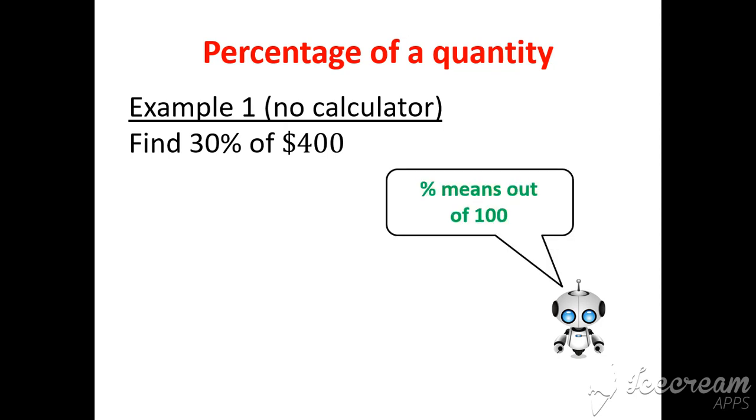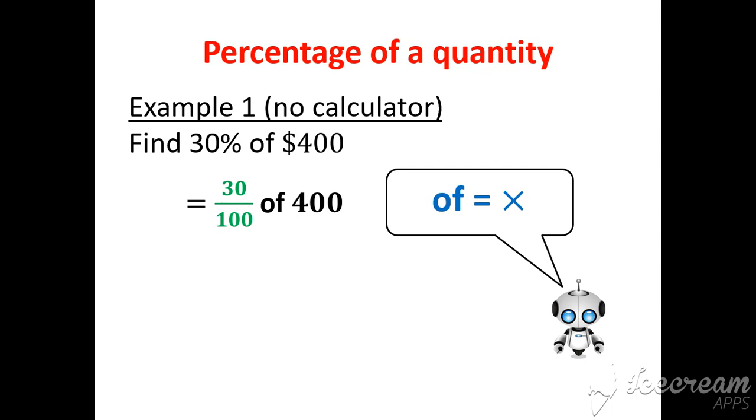Well, percent means out of 100. So we're finding 30 out of 100 of 400. Now the word of in mathematics is multiply or times, so we're going to go 30 over 100 times 400. Now take a look at this number 400. Any number can be written as a number over 1, so we can turn it into a fraction. So the number 400 is going to be written as 400 over 1. 400 over 1 is still 400.